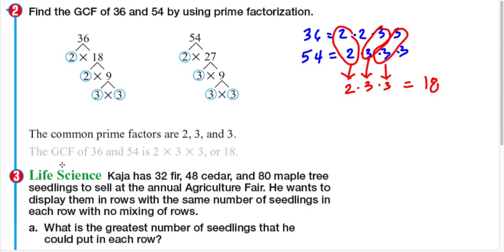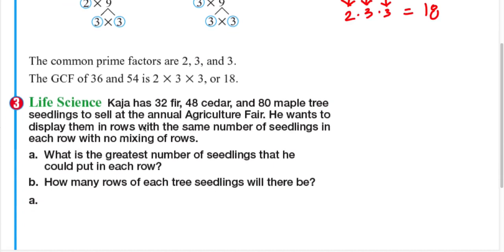Okay? There you go. In life science, example number 3, last example. Kaja has 32 fir, 48 cedar, and 84 maple tree seedlings to sell at the annual agriculture fair. He wants to display them in rows with the same number of seedlings in each row with no mixing of rows. What is the greatest number of seedlings that he could put in each row? Okay, that's the first question, and that's just finding the GCF.